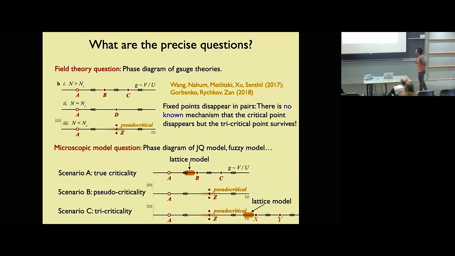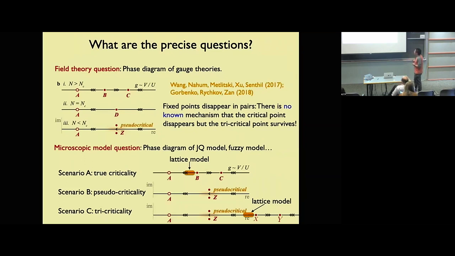Okay. Yeah. And microscopically, maybe after this, let me show one or two slides. On the level of the microscopic model, the question that you do want to ask is what's the phase diagram of those JQ models or fermionic models? And that question is actually slightly different from the quantum field theory questions.